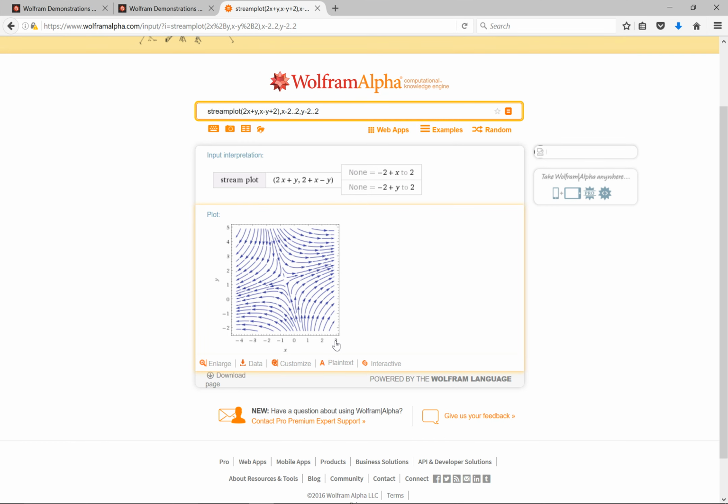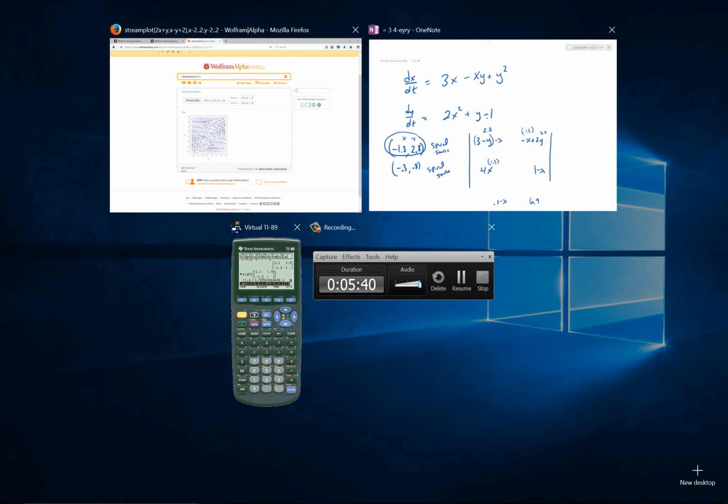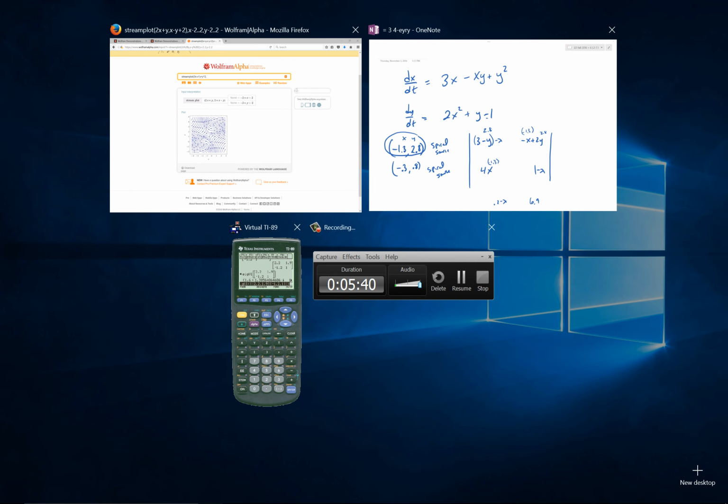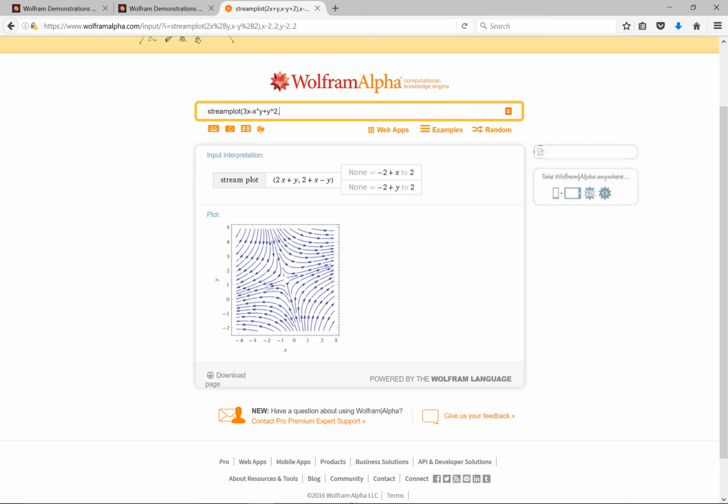So there's our function. I have a keyboard. Where'd my keyboard go? It's going to be 3x minus x times y plus y squared. Comma. And the other one is 2x squared plus y minus 1.